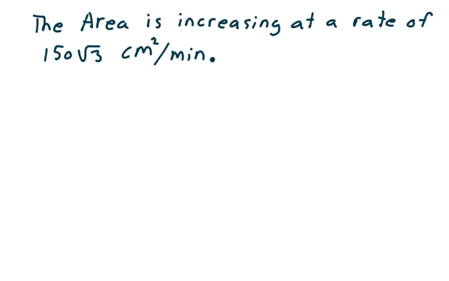And again, you always want to double check with your instructor. Your instructor might want a decimal approximation to 150 square root of 3, but I'm going to leave it as 150 square root of 3.